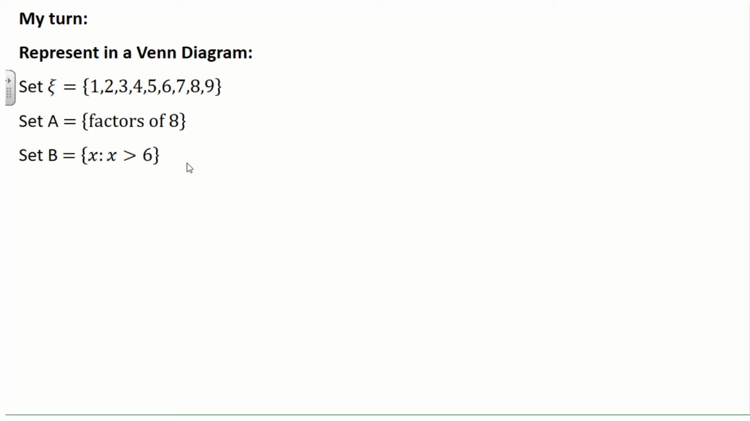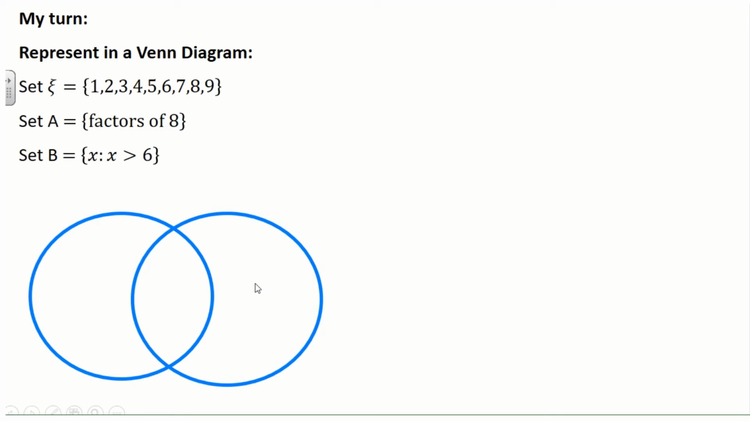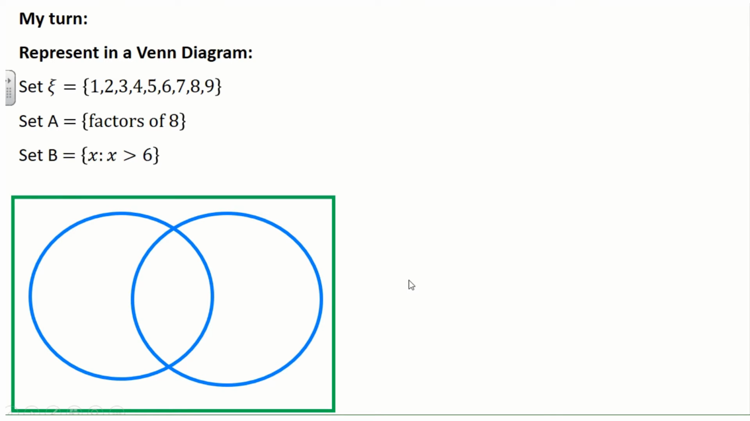We'll start off by drawing out our Venn diagrams. So they would look like this. And we're now going to have a go at writing in our various sets. We've got set A is going to be over here. Set B is going to be over here.